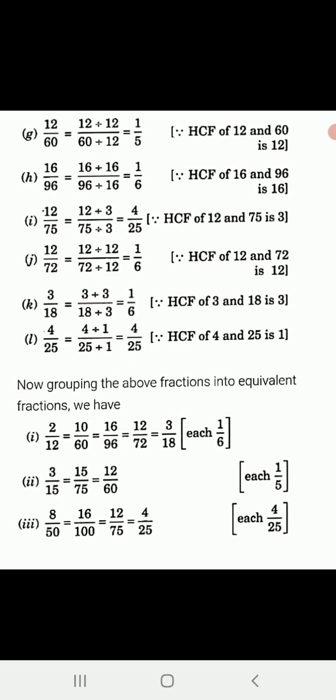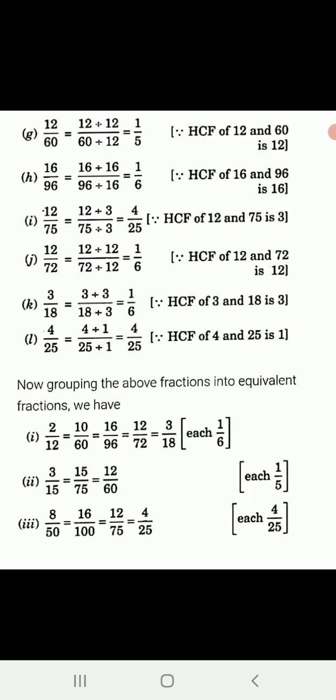And 12 by 75, on dividing both by 3, we get 4 by 25. 12 by 72, both are divisible by 12. 12 ones are 12, 12 sixes are 72, you get 1 by 6. 3 by 18, both are divisible by 3. So 3 ones are 3, 3 sixes are 18, you get 1 by 6. 4 by 25, nothing to do with this because it is already 4 by 25, so both are divided by 1 itself to get 4 by 25.